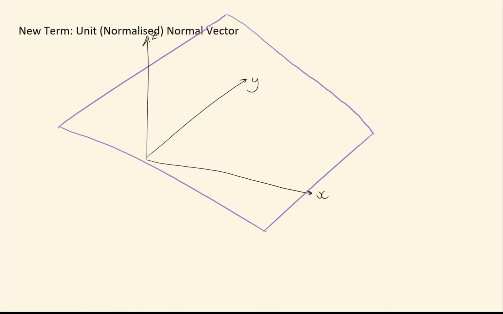We have another definition, which is a unit normal vector. This is the same idea. You've got a normal vector, so it's at right angles to the plane. However, if it's a unit normal vector, then the length of that vector must be 1. Okay, we're going to see that skill first.